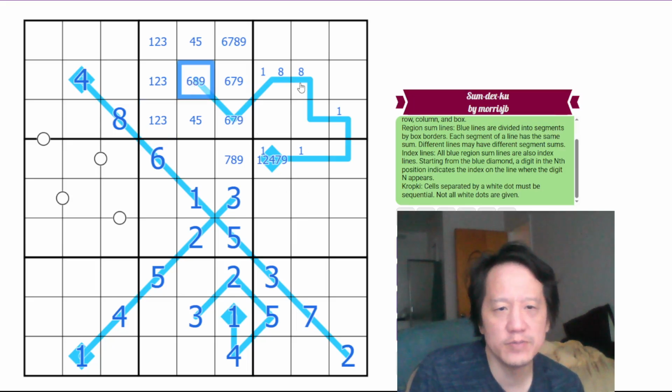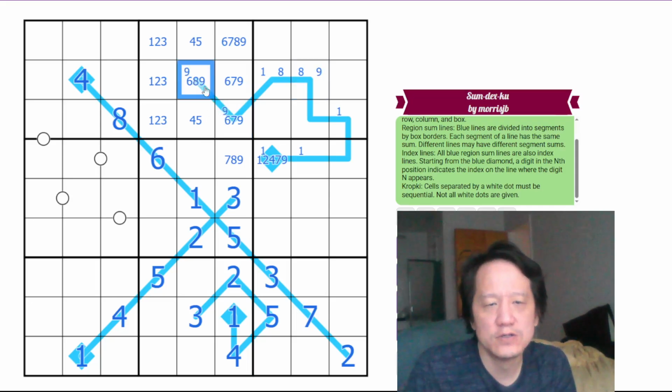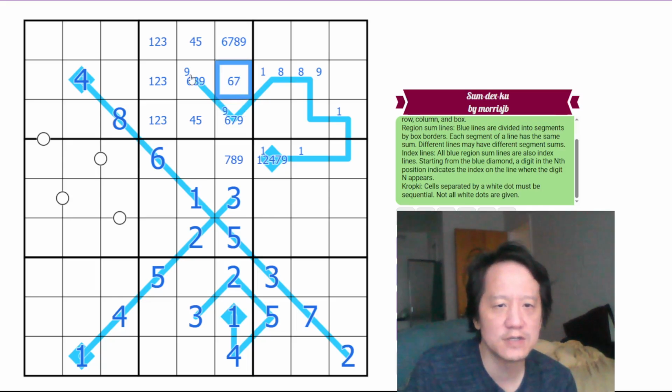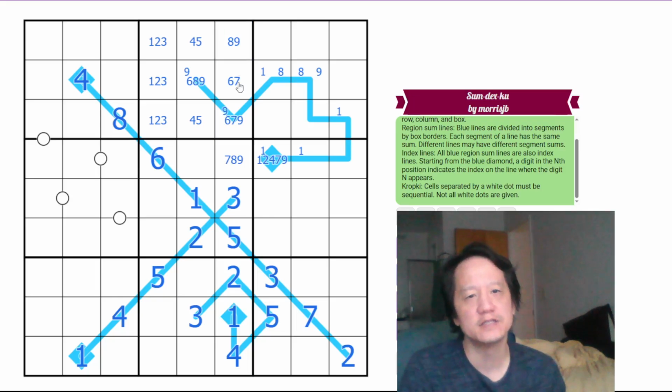Anyways, 8 can be any of these. 9 can be in 9, 8, or 6. So all of these are 9, which they all see this cell. So this can never be 9. This is 6 or 7. Since this is 6 or 7, one of 6 or 7 has to be here. This can't be 6 or 7. Therefore, 8 or 9 is here.